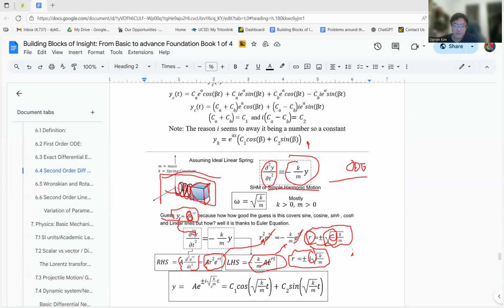And now here, why is A not the same as C1 and C2? That's a good question. But it's all about going back to the original format over here. Now we think over here that there is only one solution, but there's a plus and minus over here. So what's happening here?